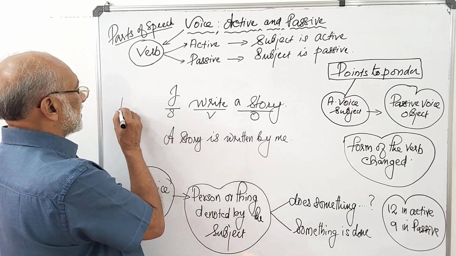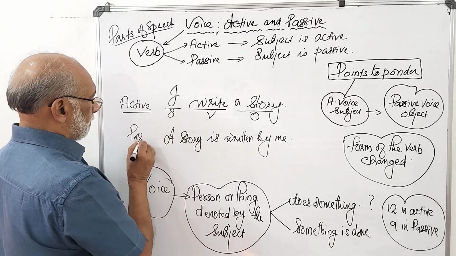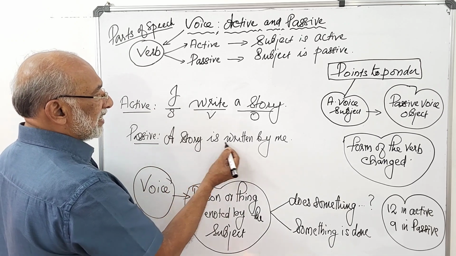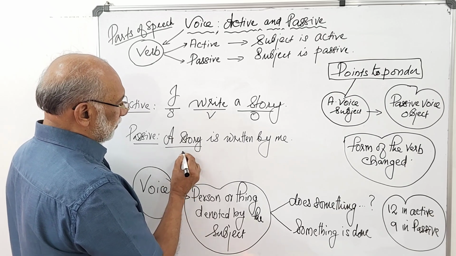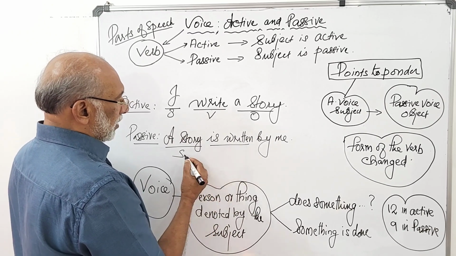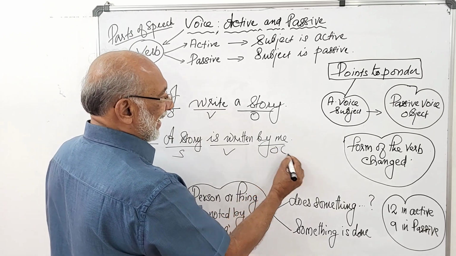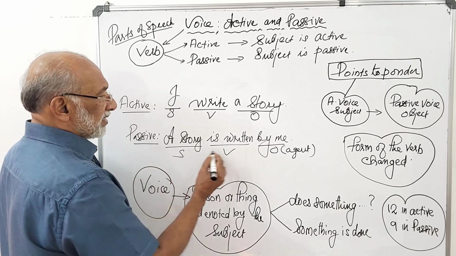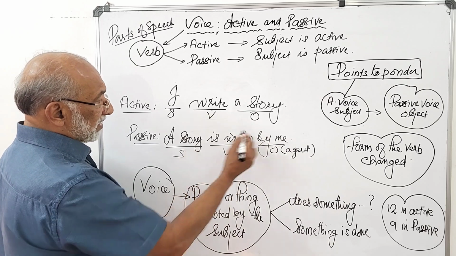So this is active and this one is passive. A story is written by me. See here, actually the order of the sentence, the pattern of the sentence is the same. Subject, verb, object. Here object actually works like an agent. Okay, doer of the action, like an agent. So sentence is in the SVO pattern. But the difference is that the subject receives the action.